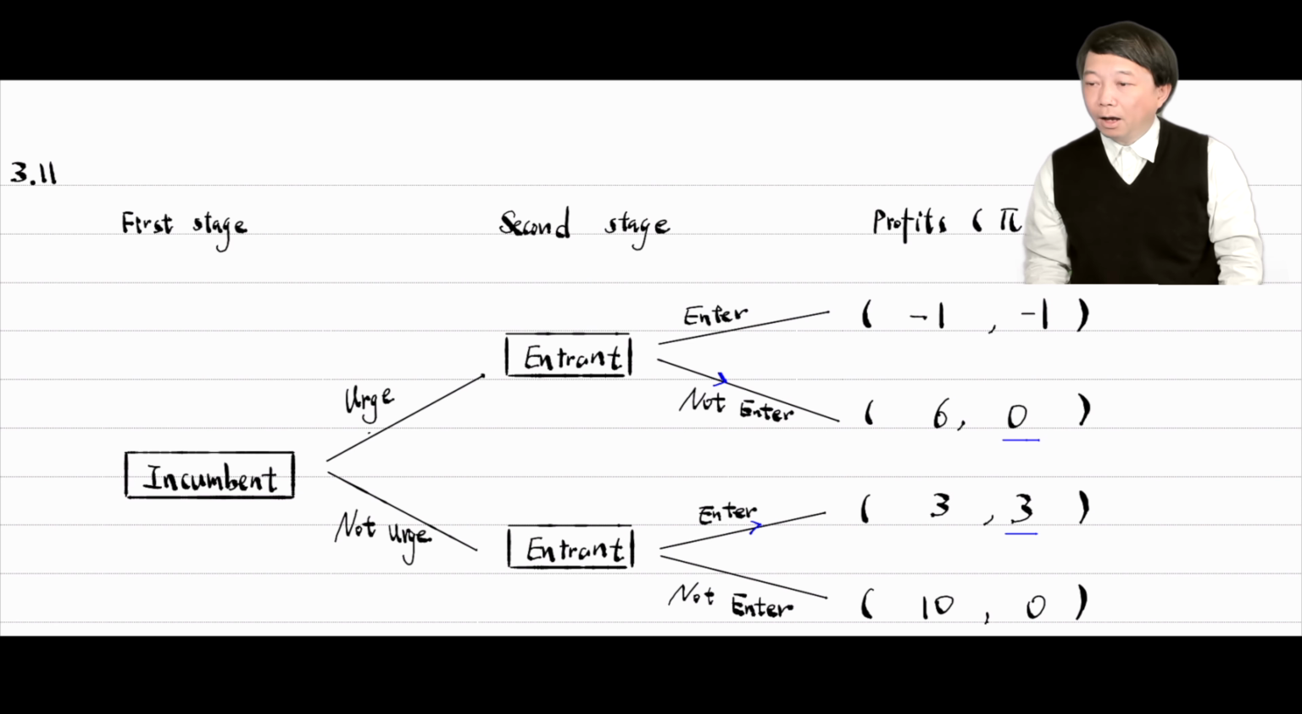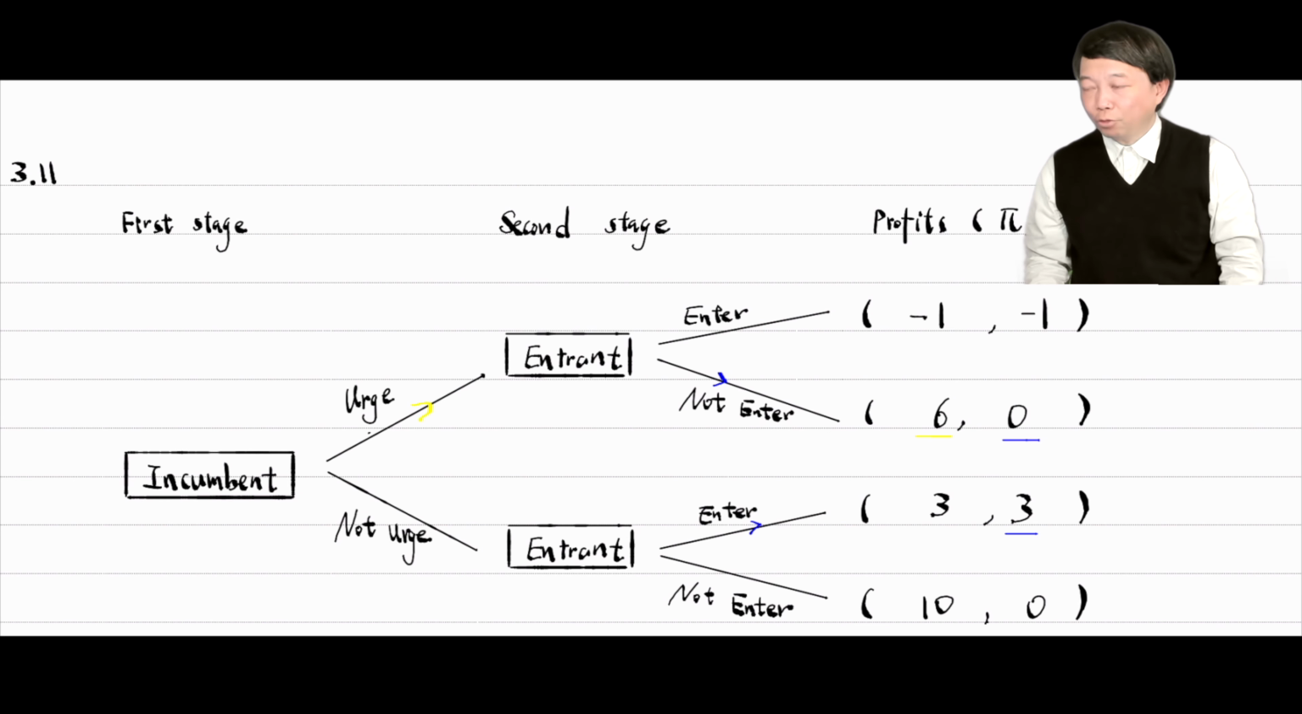Next, we figure out the incumbent's decision in the first stage, given its rival's responses. If the incumbent urges the government to require pollution control devices, it knows its rival will not enter the market and it will earn 6. If it does not urge the use of pollution control devices, it knows its rival will enter the market and it will earn 3. The incumbent is better off urging the government. We underline its profit 6 and add an arrow on the path.